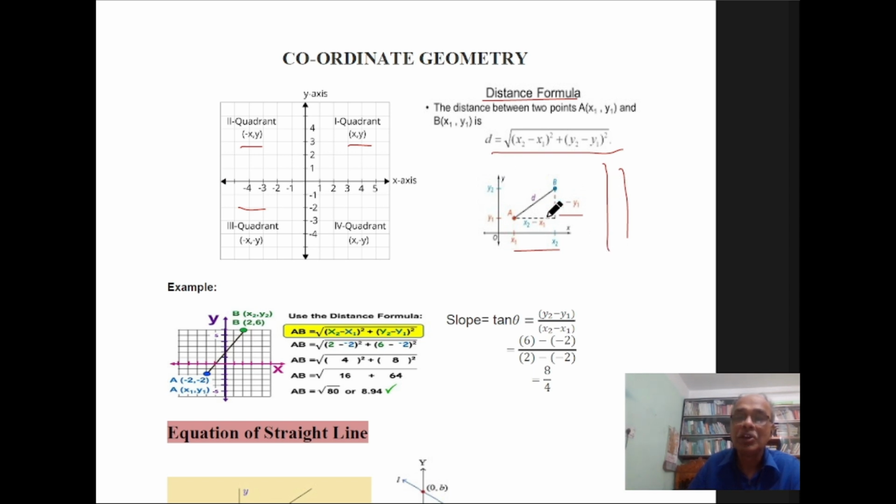And similarly, slope is nothing but the tangent of this angle. So slope equals tan theta, and tan theta equals perpendicular by base. So what is perpendicular? Perpendicular is y2 minus y1, base equals x2 minus x1. So this is the formula for the distance, and this is the formula for the slope. Okay. Now we will give you one example.